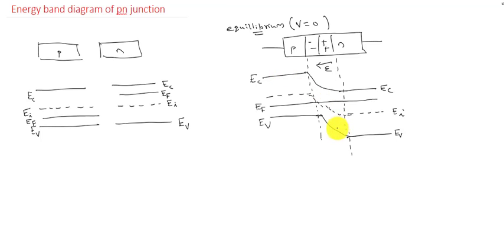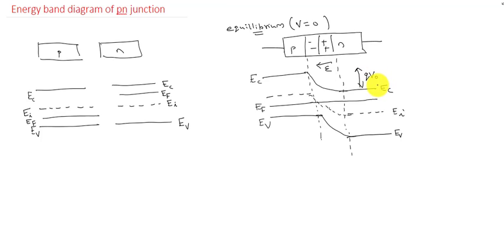Similarly, EV is also rising towards the P side. So this is the reason for the tilt across EC, EI and EV in the depletion region. And this bending of the conduction band, this energy difference, we can mark it as QV0.